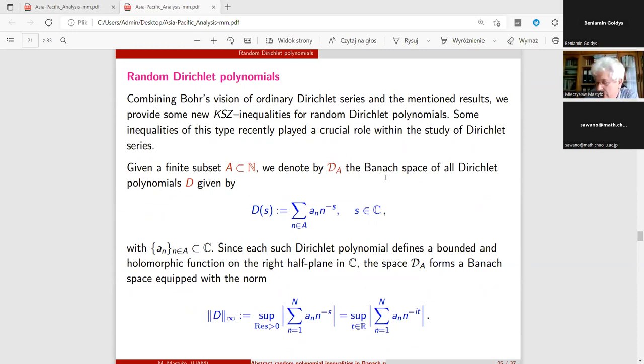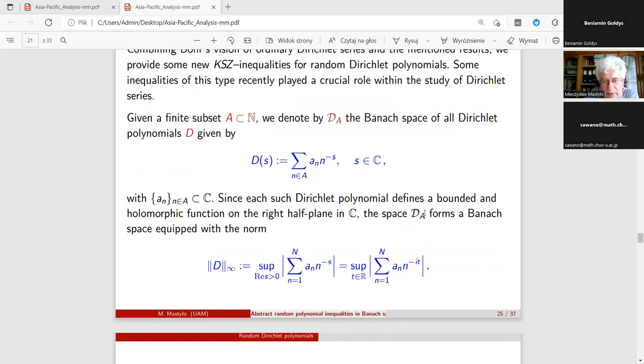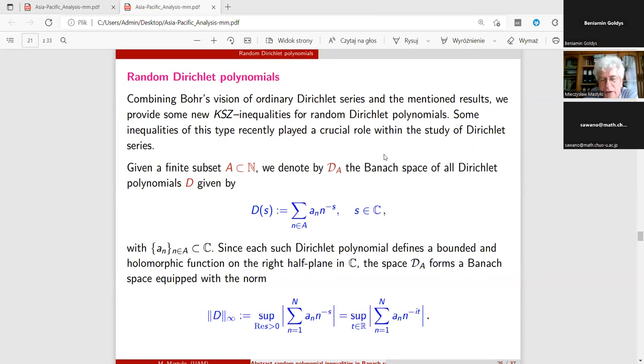This is related with analytic number theory. There are many beautiful papers about this, but the main point in many problems is related, as we know, with Dirichlet polynomials. So quickly, we show the combining Bohr vision. I will explain what I mean with the ordinary Dirichlet series that we can lift the multidimensional KCZ inequalities to the random Dirichlet polynomials.